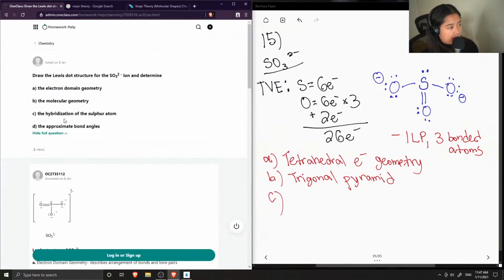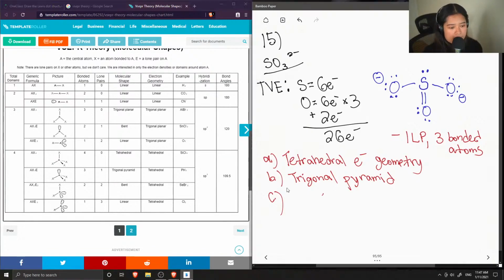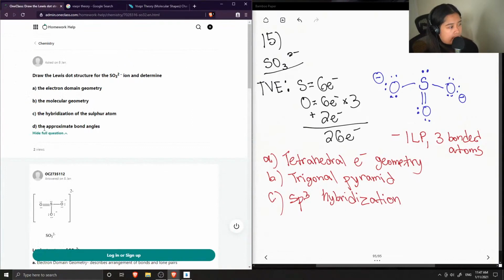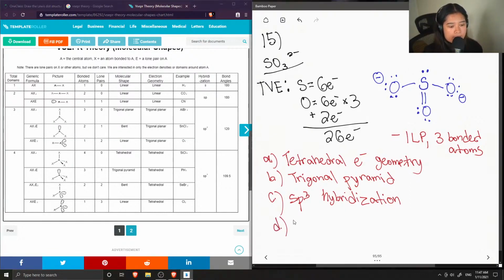For part C, what is the hybridization of the sulfur atom? We have an sp3 hybridization. And then lastly, for D, what are the approximate bond angles? So for the bond angles of sp3, we have 109.5 degrees.